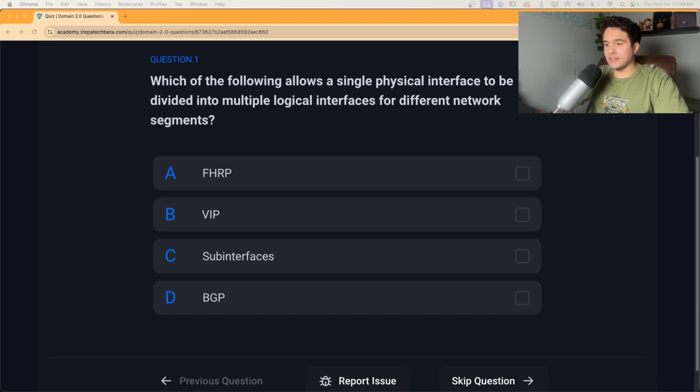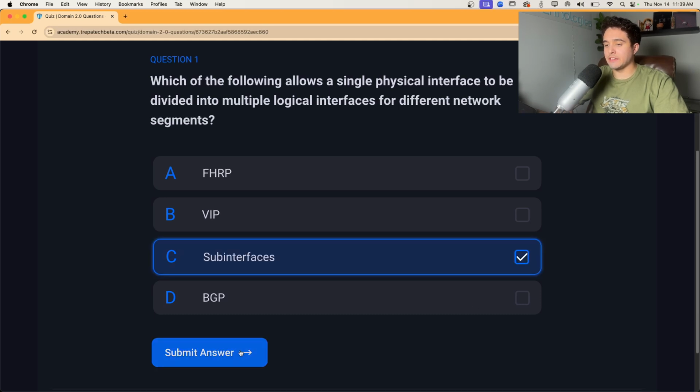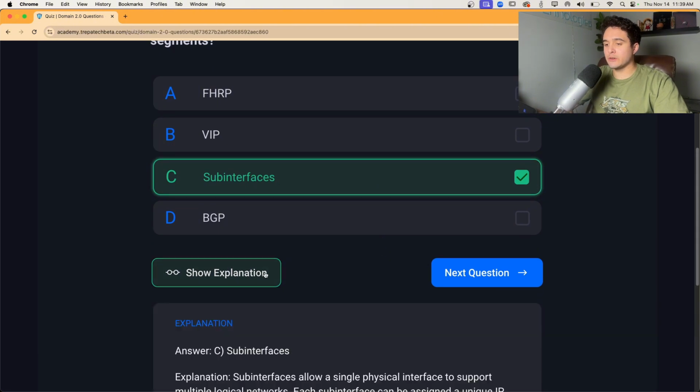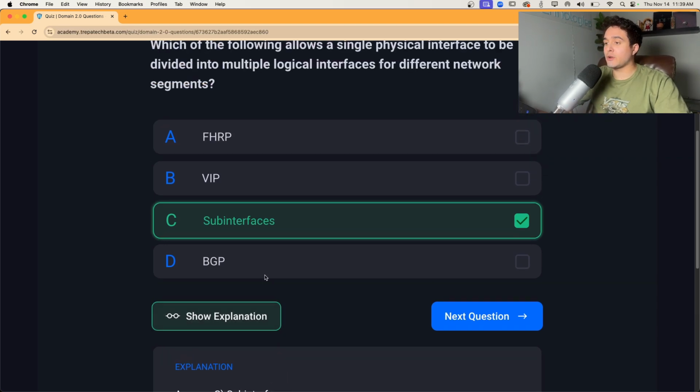Okay, question 1. Which of the following allows a single physical interface to be divided into multiple logical interfaces for different network segments? That's going to be a sub-interface. The sub-interface on a router is typically connected to a trunk of a switch, and that's going to be your first downstream switch.